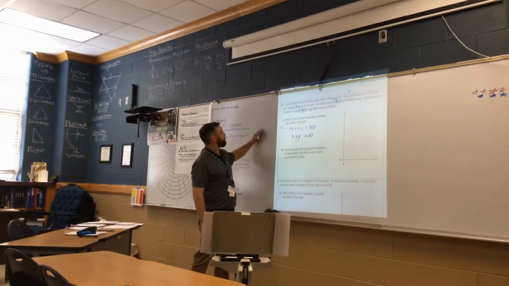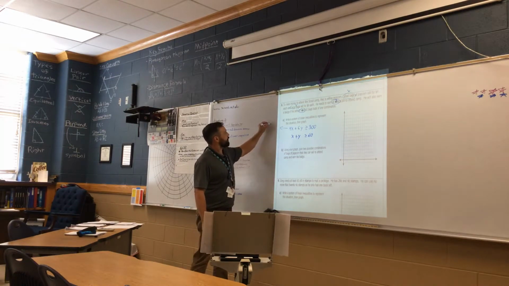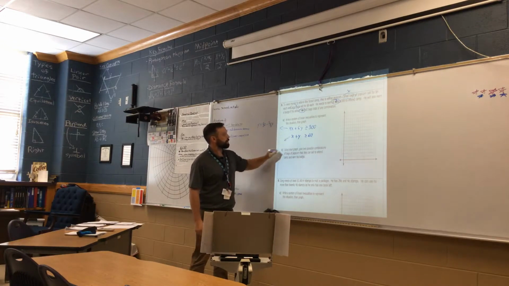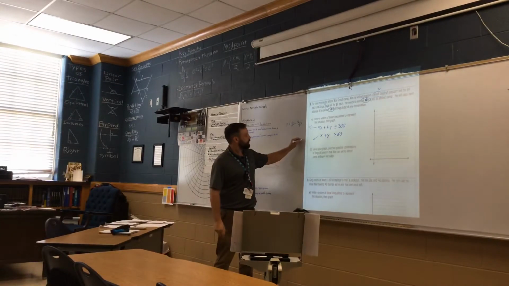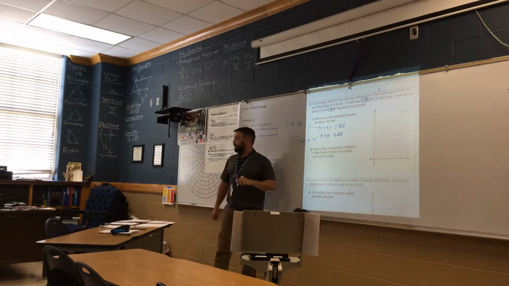What do you got? Good, Addie. Y equals 50 minus 2/3 x. All right, what about the second? Somebody else. Y equals 60 minus x.